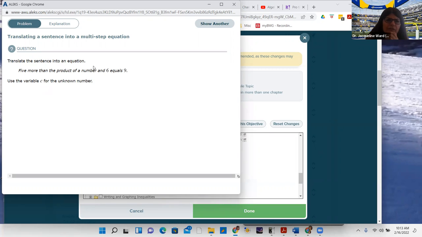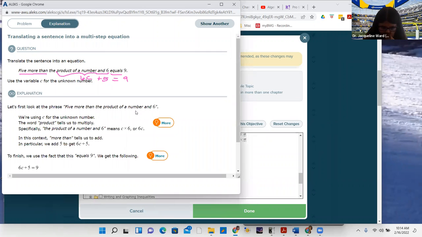Five more than the product of a number, C, and 6, and then equals is literally exactly the equals, right? So the product of a number and 6 is 6C, and then 5 more than that, you add 5. Okay.